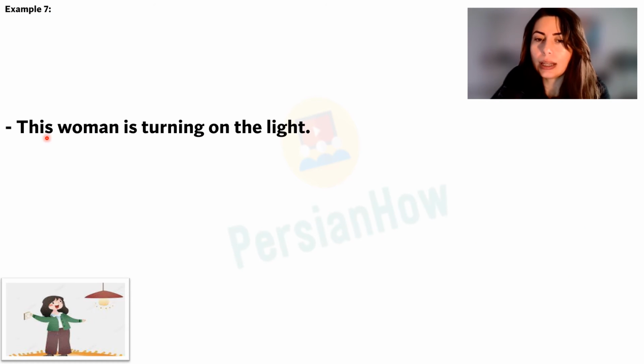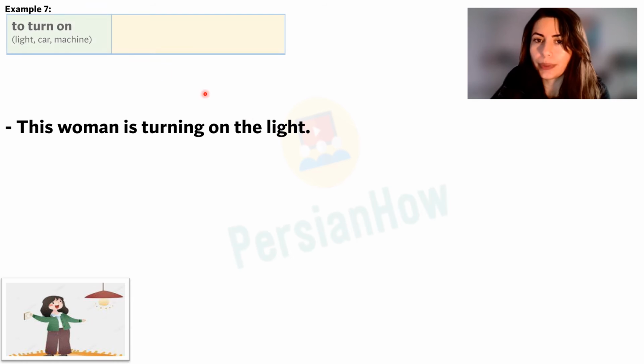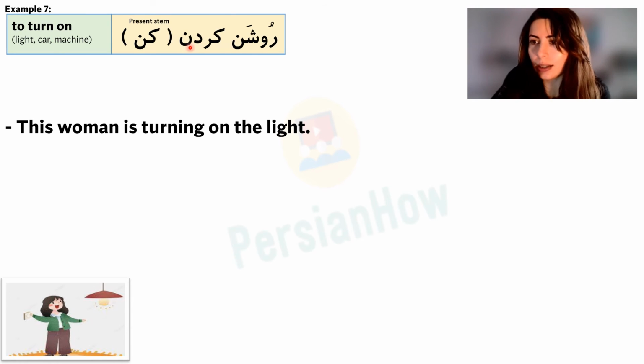Next example. This woman is turning on the light. So to turn on something, روشن کردن. روشن by itself means bright, so it's like saying to do bright. Also, in English, the verb to start is usually used for turning on your car or a machine or device. But in Farsi, we do not use the verb to start. We only use the verb روشن کردن when referring to turning on a device or a machine.